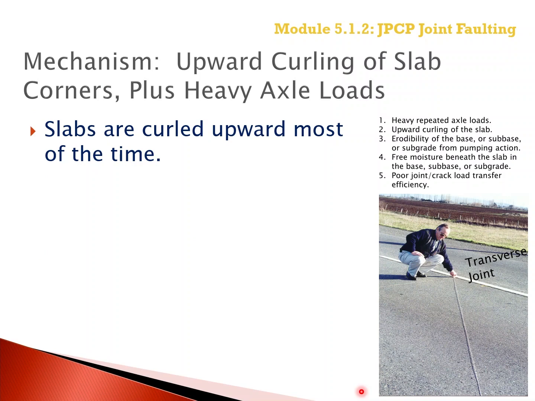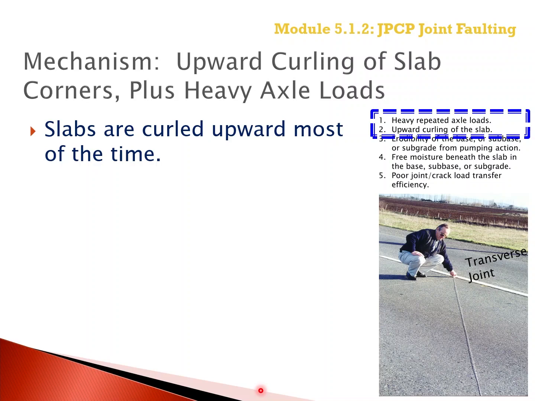Starting with the first two key factors, the combination of repeated heavy axle loads with the upward curling of the slab corners. The photograph in this slide includes a string stretched diagonally across the slab from one corner to the opposite corner of the slab. The shadow of the string shows the PCC slab is curved upward.